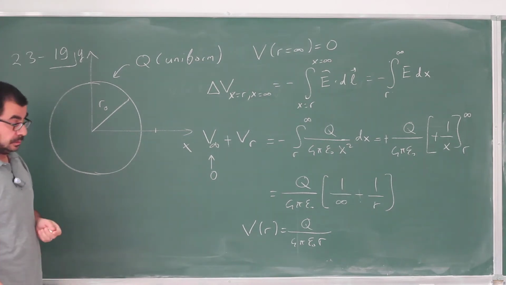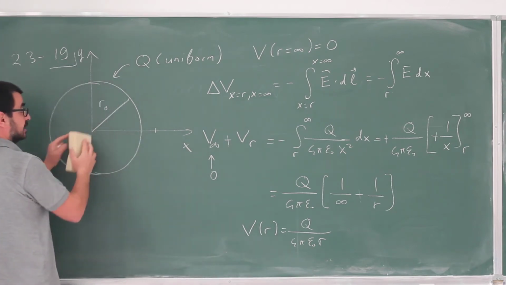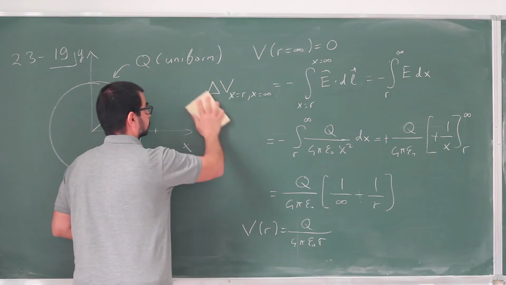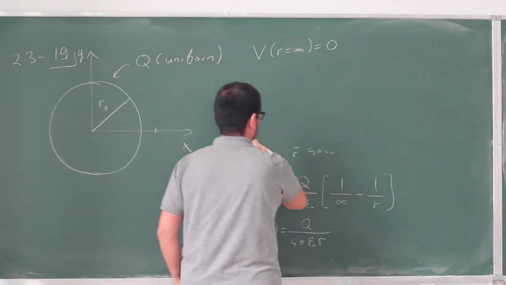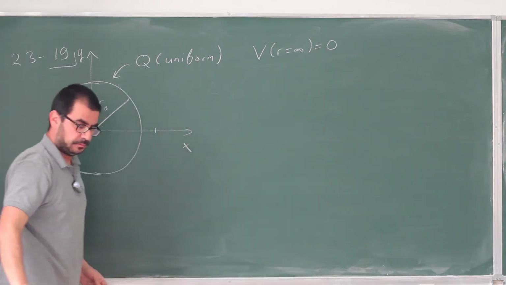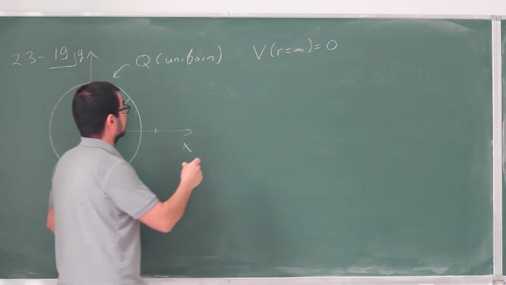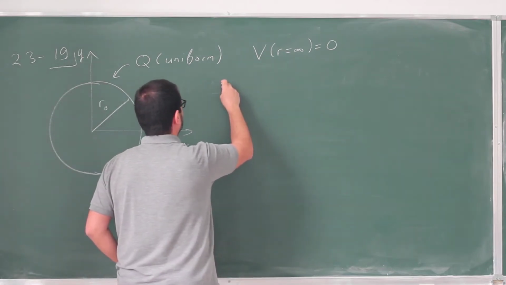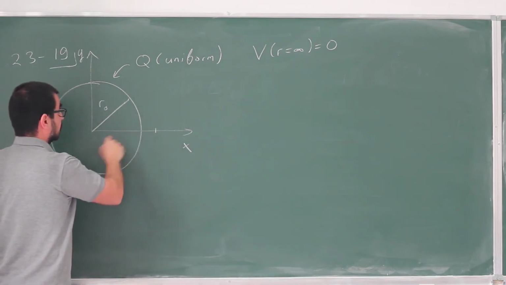Okay, now we have done this. Let's look at part B for the potential inside the sphere. So we'll proceed in pretty much the same way, except we are going to have to use a different electric field. So I'm going to now go from here to R0.